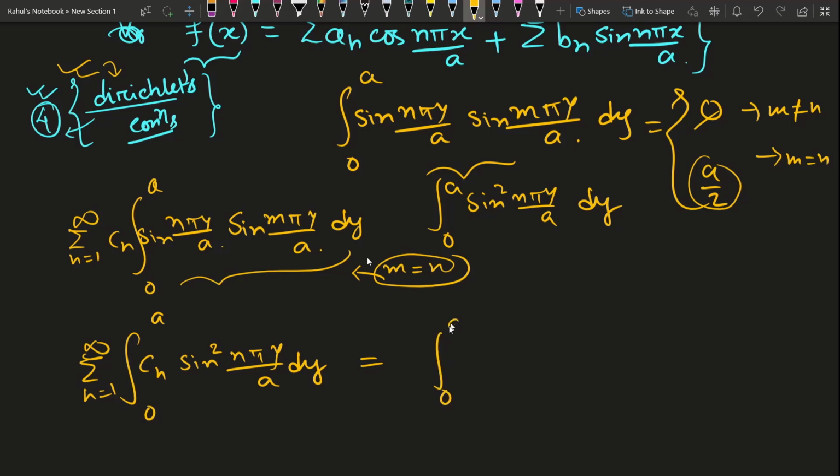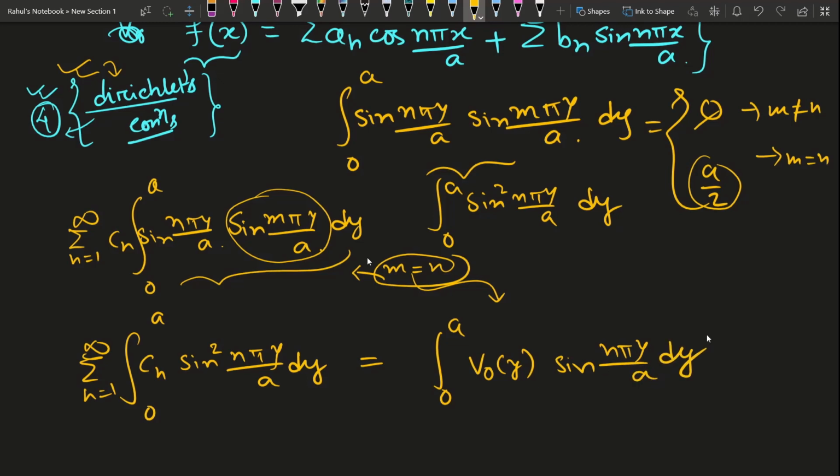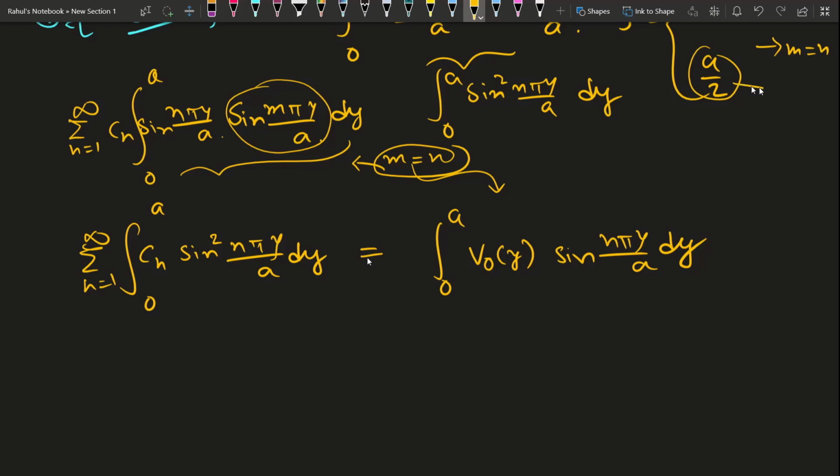the integration from 0 to a of v naught of y into sine of m pi y over a, but now imposing this condition, sine of n pi y over a dy. And what we have discussed is that the value of this integration will become a by 2. So this will become a by 2 Cn. This will collapse to this condition.